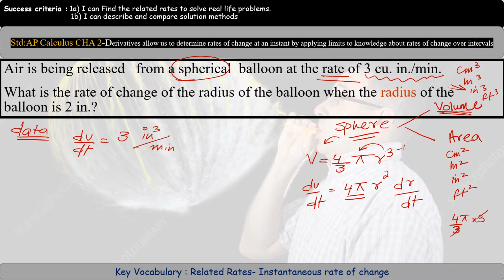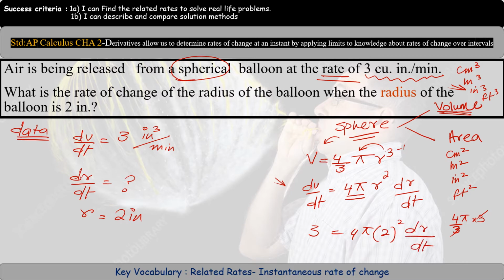What is the rate of change of radius? It means you have to find dr by dt, whereas the radius of the spherical balloon is 2 inches. So look at the question again. dV by dt is given as 3 inch cube per minute, equals 4 pi r square. R is 2, so write down 2 square, and you have to find dr by dt. Now solve it. So 2 times 2, 4, 4 times 4, 16. So you will get 16 pi.